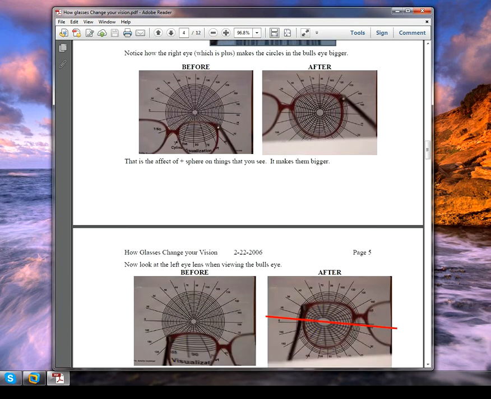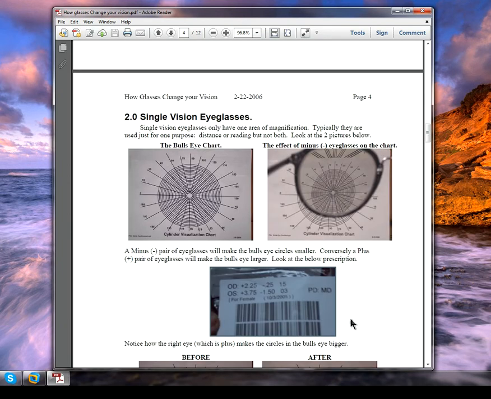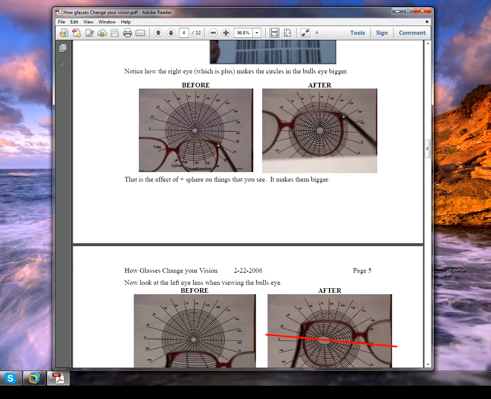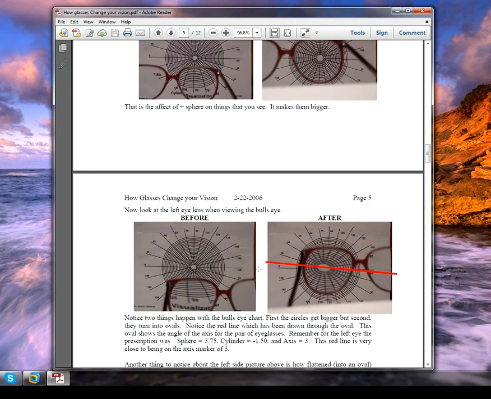So you can see now by looking at this bullseye chart, the fact that it is plus, circles get larger, the fact that it has some cylinder, the circle turns into an oval. I've drawn an imaginary line through that oval, and if you look at the protractor behind the scenes, this gives you the axis. See, the axis is 3 in this case. Again, you can see this line is pretty nearly drawn right through axis of 3.